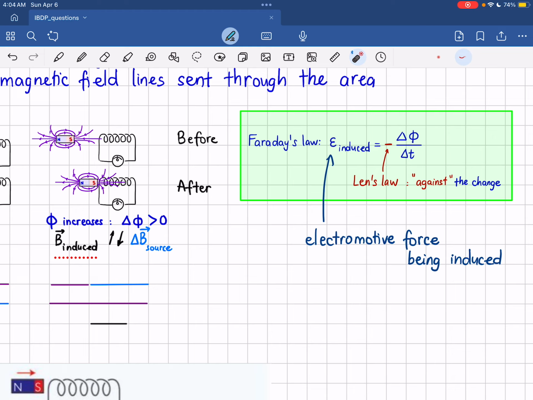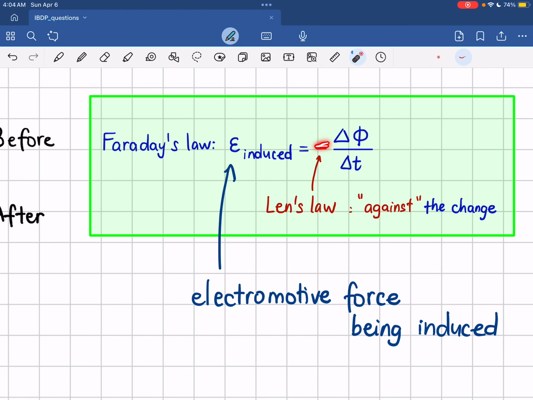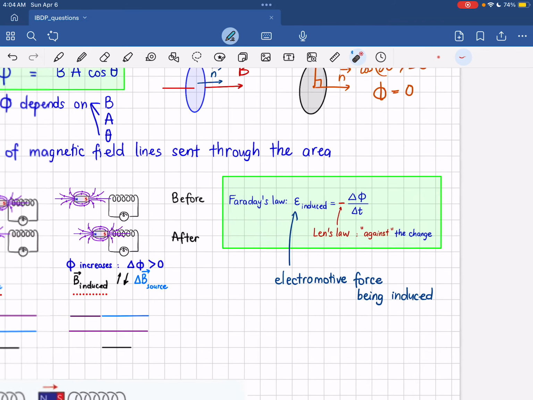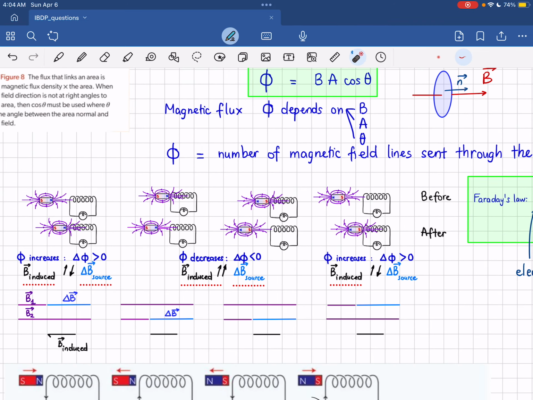This is very important. This negative sign basically means that the induced electromotive force here should be against the change in the flux. So what does it actually mean? What does it mean by against here, and what is the result of the electromotive force? Okay, so let's have a look at this one.